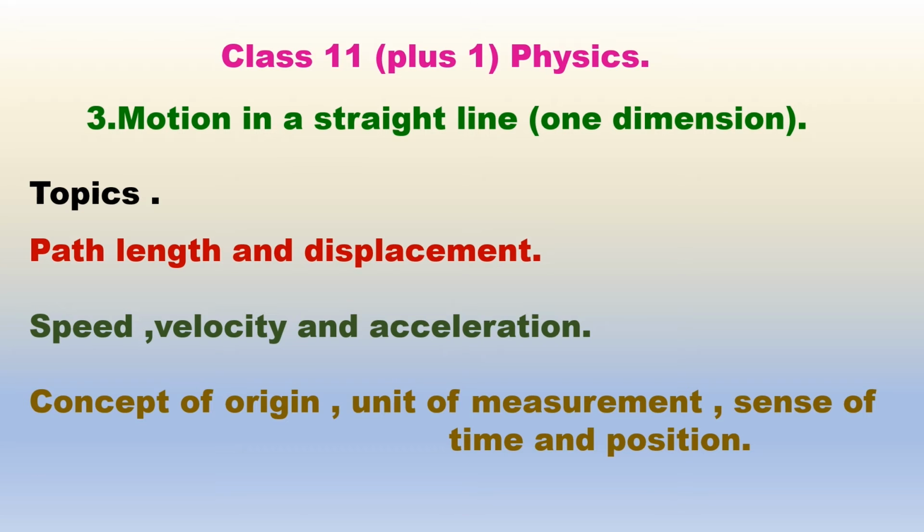We are continuing class 11 physics chapter 3, motion in a straight line, that is one dimension. In this video, we will discuss a few more basic points which we need to know to understand this chapter thoroughly well. I will clear your doubts regarding path length and displacement, speed, velocity and acceleration, concept of origin, unit of measurement, sense of time and position. These concepts will help you while drawing or plotting graphs. I will also shortly discuss uniform, non-uniform and instantaneous speed, velocity and acceleration.